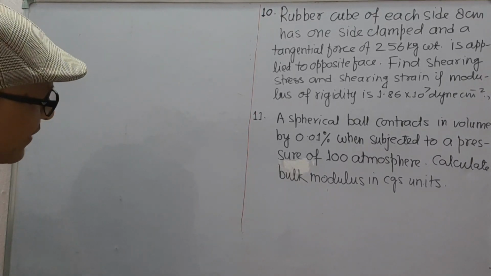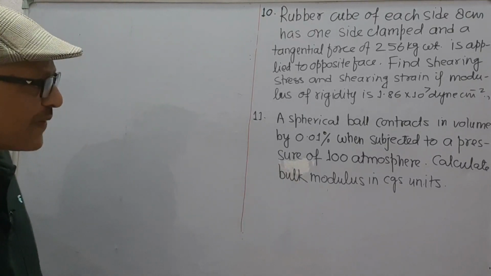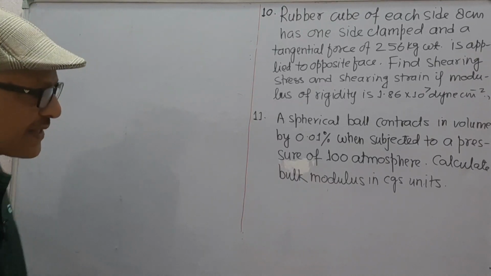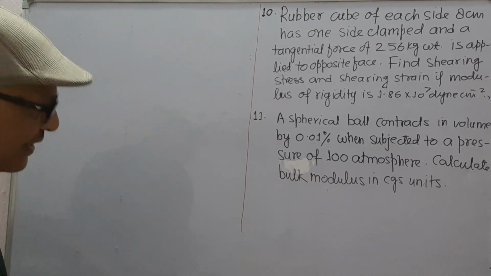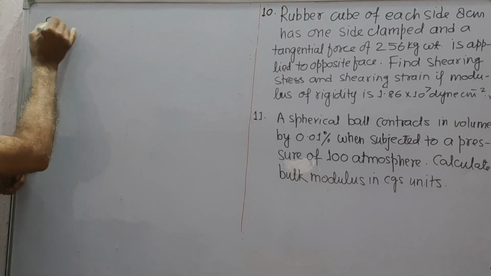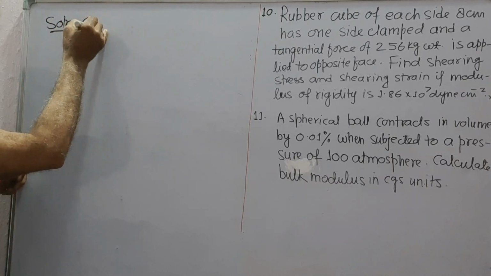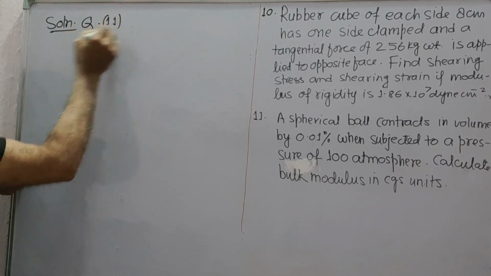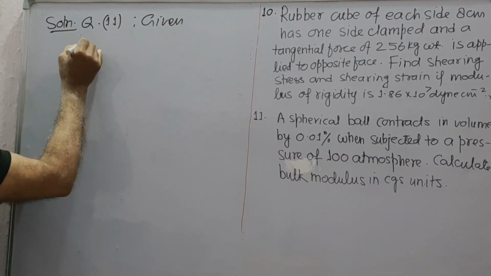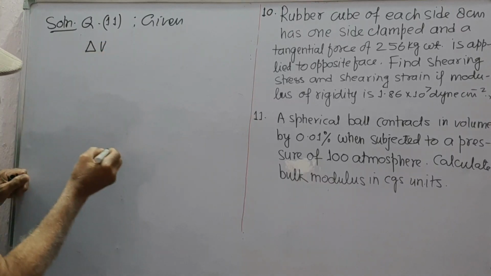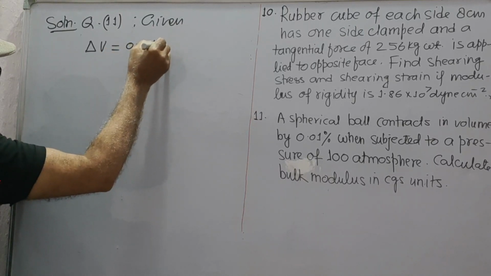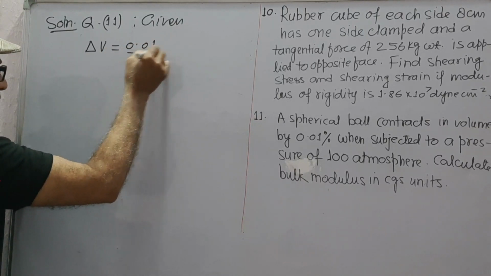Next question number 11. A spherical ball contracts in volume by 0.01% when subjected to a pressure of 100 atmospheres. Calculate bulk modulus in CGS units. Solution to question 11. Here given delta V is equal to 0.01% means 0.01 upon 100 of V.